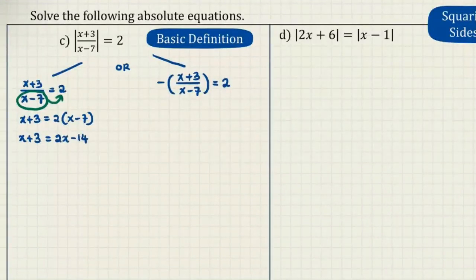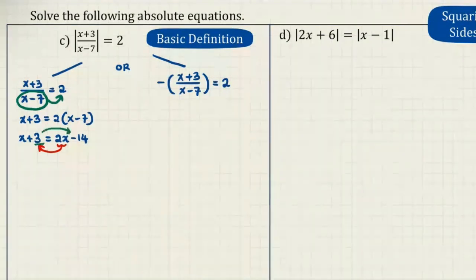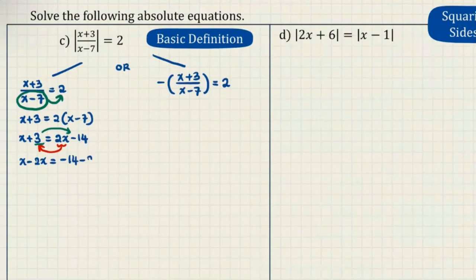And now we will move 2X to the left hand side, and 3 we will move to the right hand side. So here we have X minus 2X equals to negative 14 minus 3. And 1 minus 2 is negative X, and negative 14 minus 3 is negative 17. So left and right both have negative, so we can divide by negative. So here we have X equals to 17. Okay, so this is for the first answer.